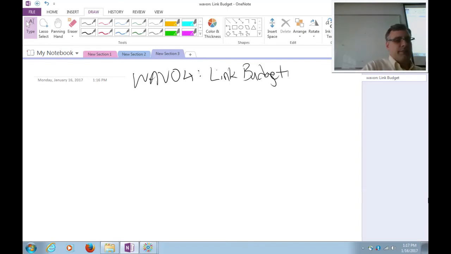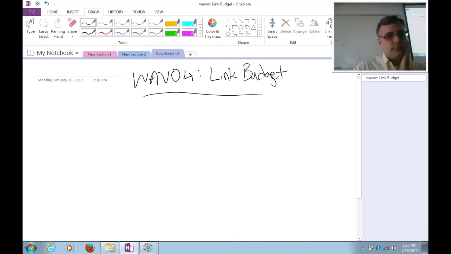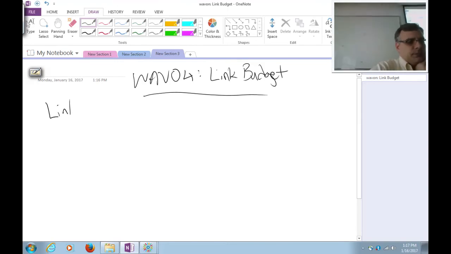So if you want some background information, like another perspective, that might be a good place to look at it. Okay, so conventional link budget. Our starting point for link budgets is always something called the Friis free space equation.